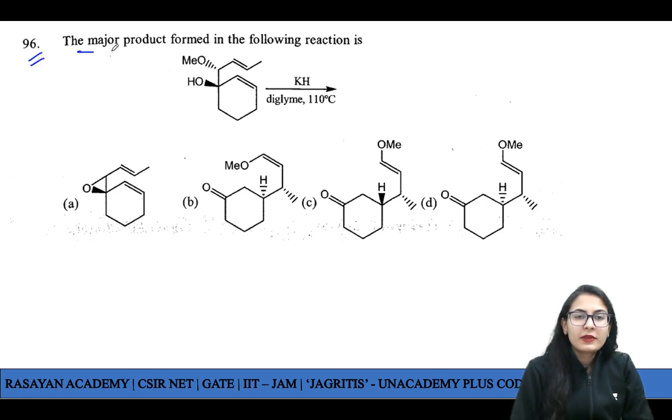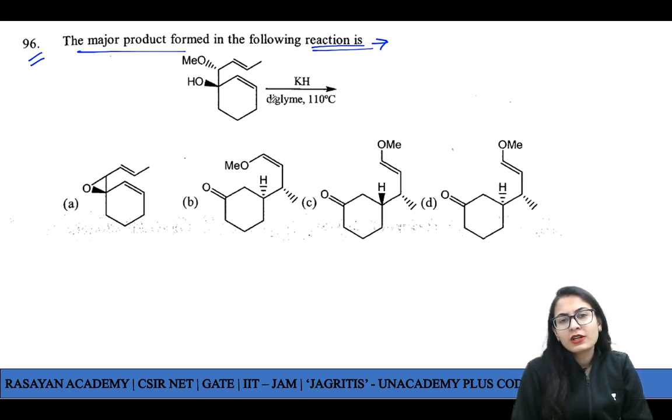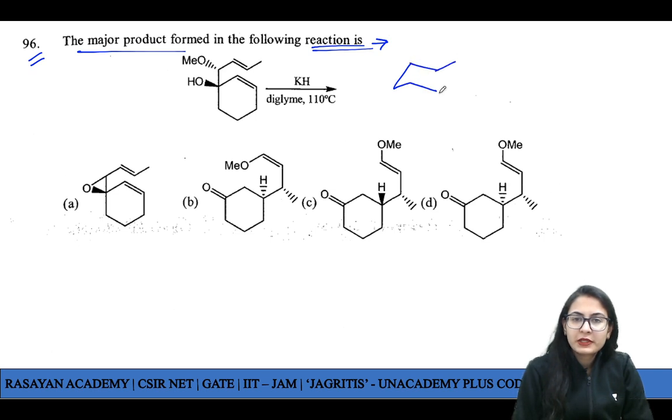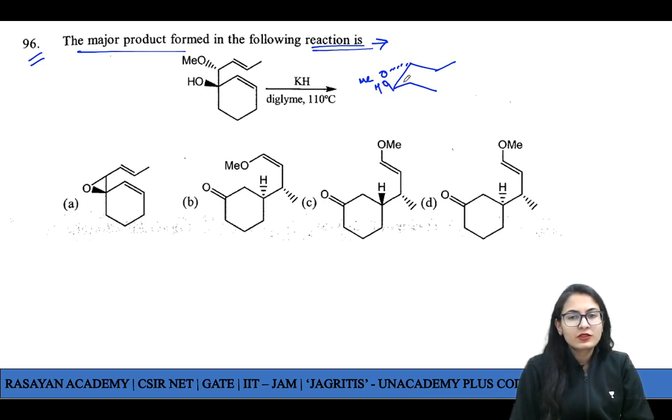96. Alright, so the major product formed in the following reaction is, we have done this several times in our Unacademy classes. Before the exam also I've told you how to figure it out. Just very simply draw the 6-membered chair conformation. For example, the methoxy is written below. Let's take it on the equatorial position. OH is written above. Let's take it once again on the equatorial position over here.